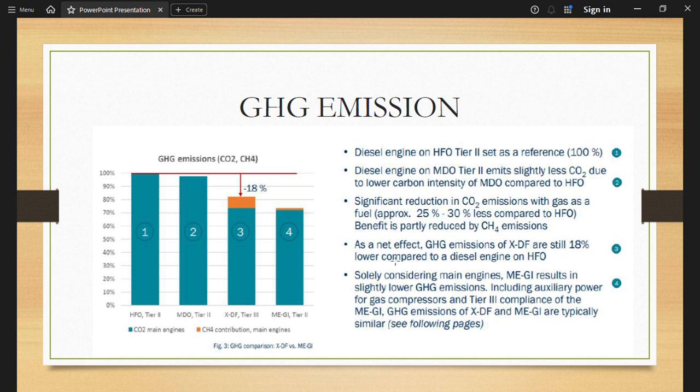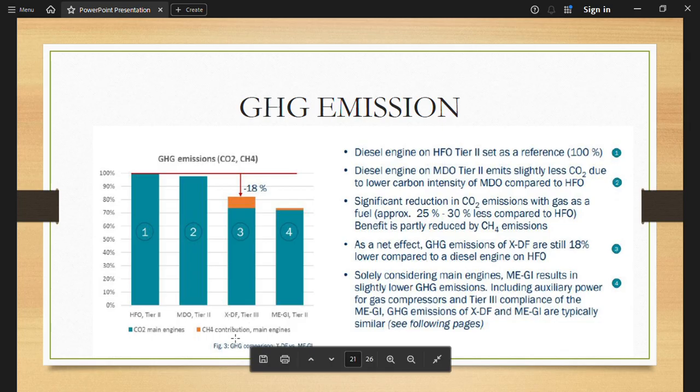Now as a net effect, GHG emission of XDF are still 18% lower compared to a diesel engine on HFO. So diesel engine on HFO is a little lesser, and then we have a reduction of minus 18% for XDF engine which is Tier 3 compliant.